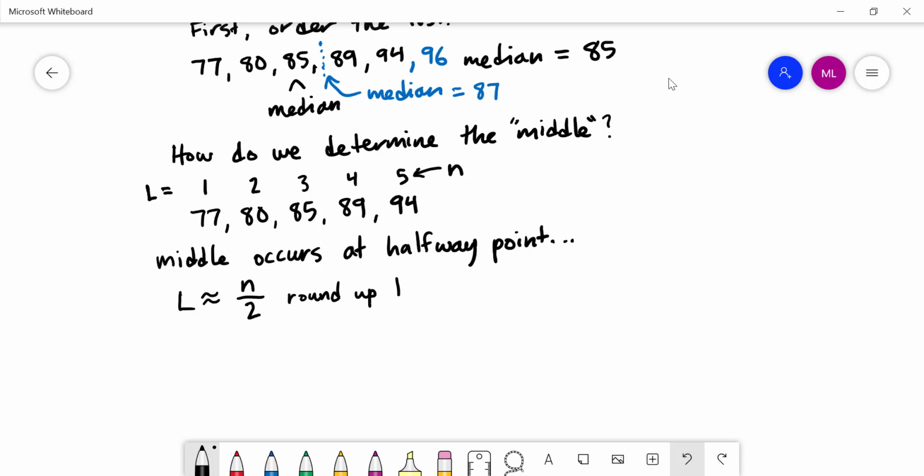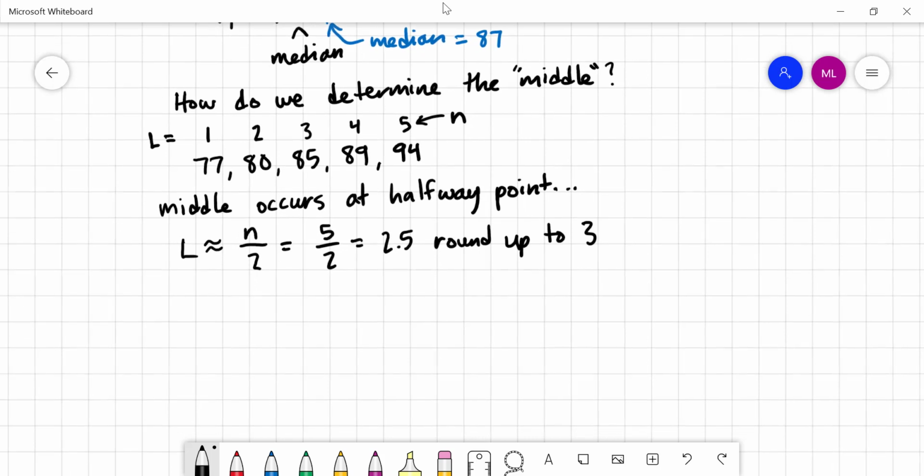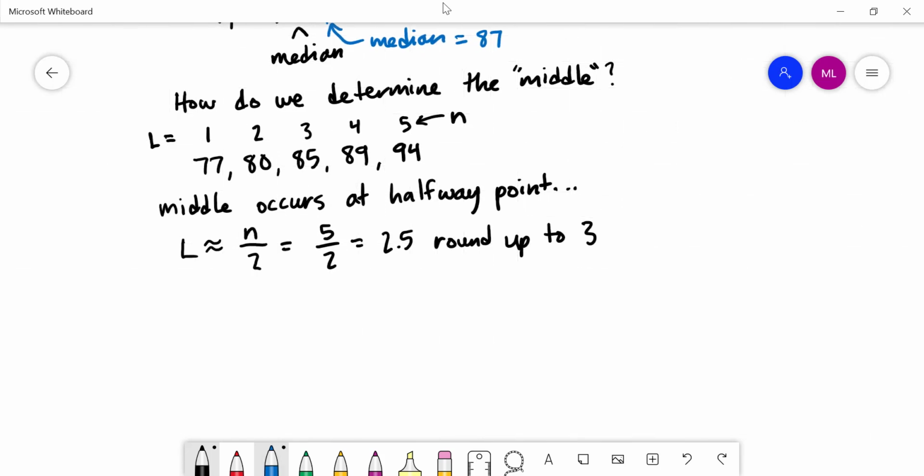So let me do that for us. For us, it was 5 over 2, which is 2.5. We had to round up to 3. And that gives us the correct position of the number that we should be looking at. What would happen if we did have that extra number tacked in?